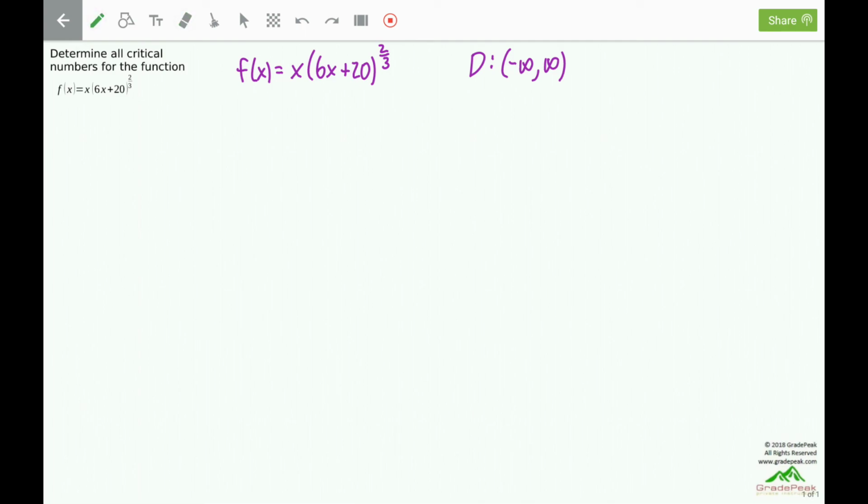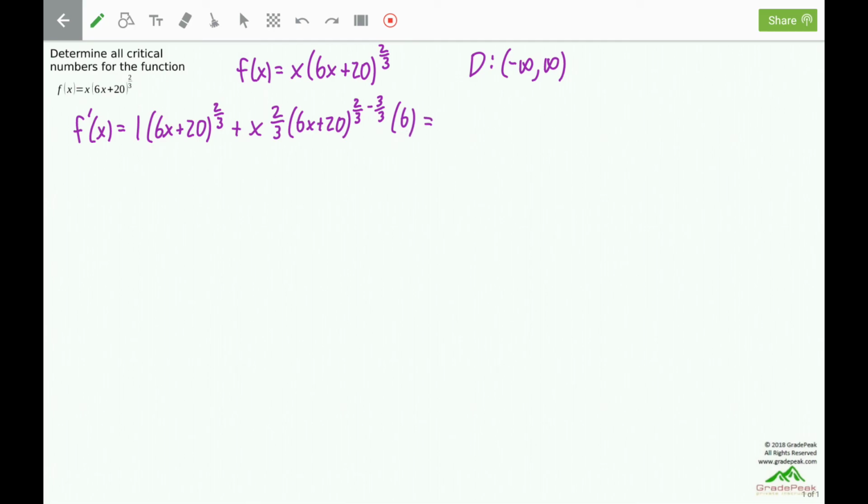The next thing to do is to take the derivative, f prime of x, which equals, we have a product in our function. We will make use of the product rule. Derivative of the first will be a 1 times the second left alone, (6x plus 20) to the 2/3, plus the first left alone, x, times the derivative of the second, which is a power rule. Bring down the power, leave the inside alone, subtract 1 from the power. I will call that 3/3, and then multiply by the derivative of the inside to complete the chain rule. Derivative of the inside will be a 6.